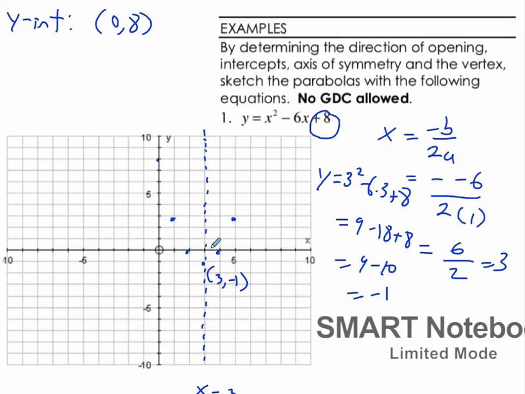Okay, we can get one more. I can go over, actually no, the y-intercept already is 8, so that means there's another y value of 8 over here because it's symmetric. And then I can draw the parabola as so.